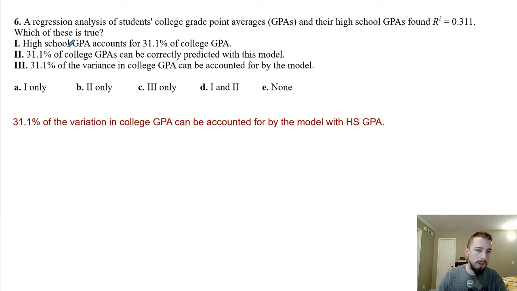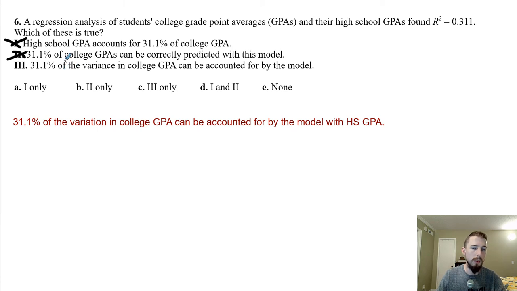Because we're actually referring to the percent of the variation, not the percent of the GPA. So it's close, but not quite. 31.1% of college GPAs can be correctly predicted with this model. No, remember, models are not perfect, and it actually would be incredibly rare to correctly predict a single value. We really just want to get it within a certain range of the actual values. That's where the margin of error is, but we haven't gotten into that in this part of statistics yet.